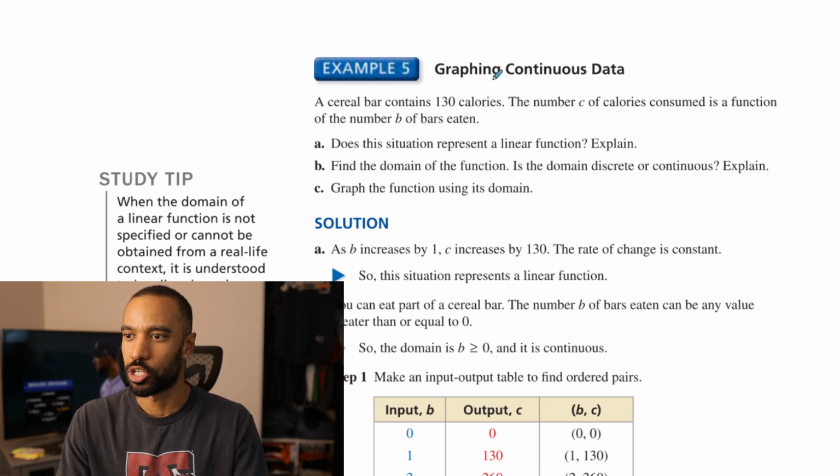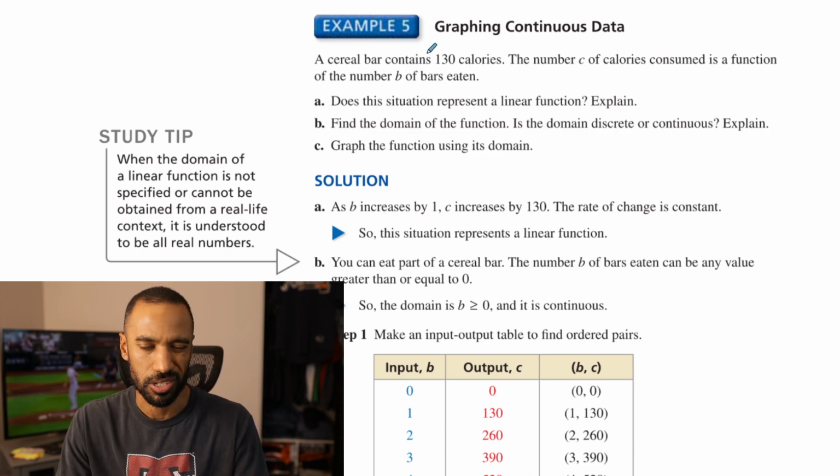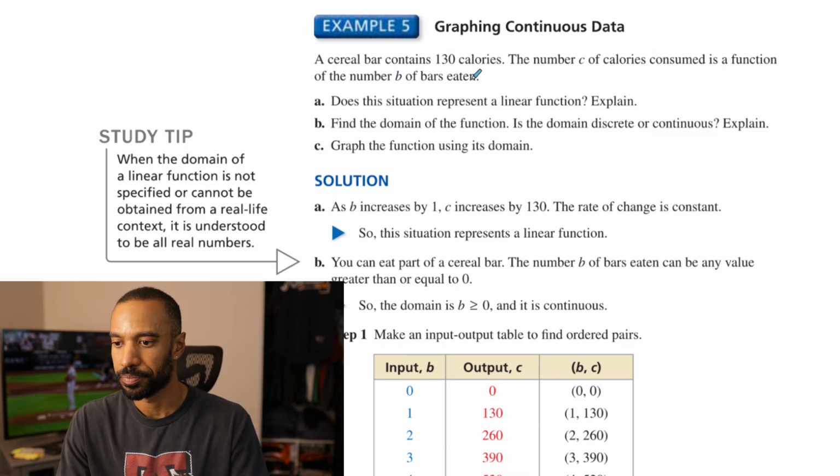Okay, some more on the lecture portion, graphing continuous data. Here we go, another example. How do we determine it's continuous, right? A cereal bar contains 130 calories, and the number C of calories consumed is a function of the number B of bars eaten.